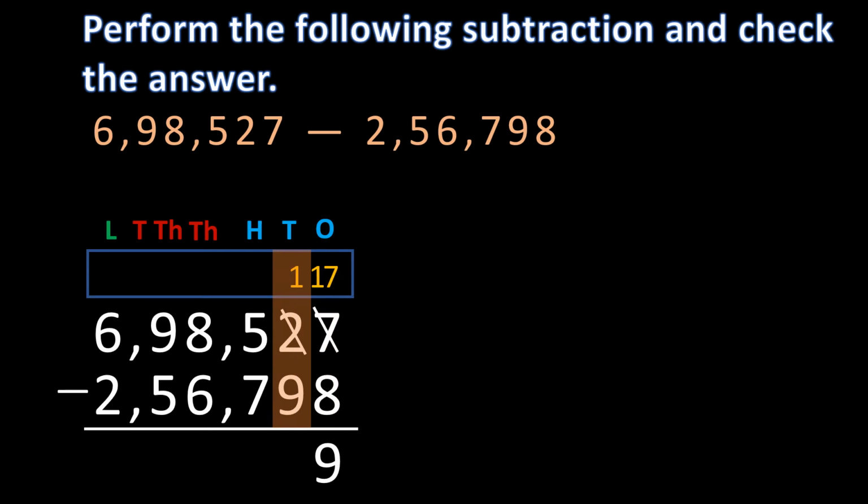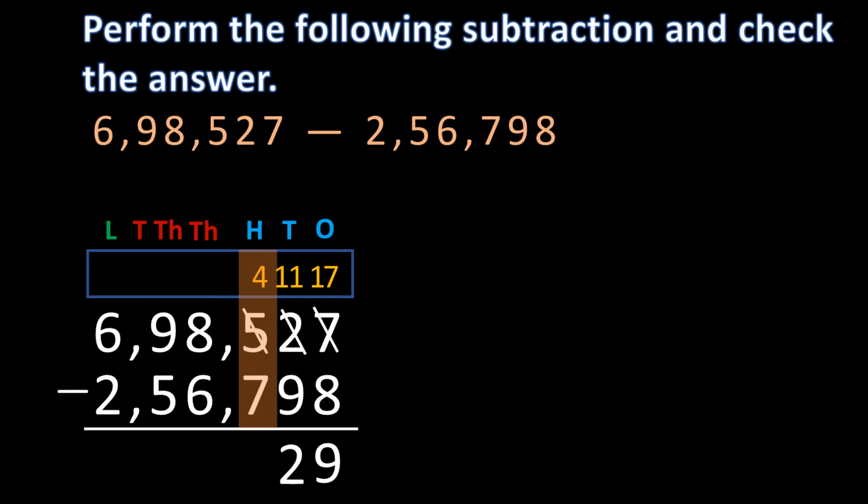Then subtract the digit at tens place. 1 minus 9 is not possible. So again borrow 1 from hundreds place. Cut 5 and write 4 because we borrow 1 from it. Then write 1 in tens place. It becomes 11. Now subtract 11 minus 9, we get 2. So write down 2 in tens place.